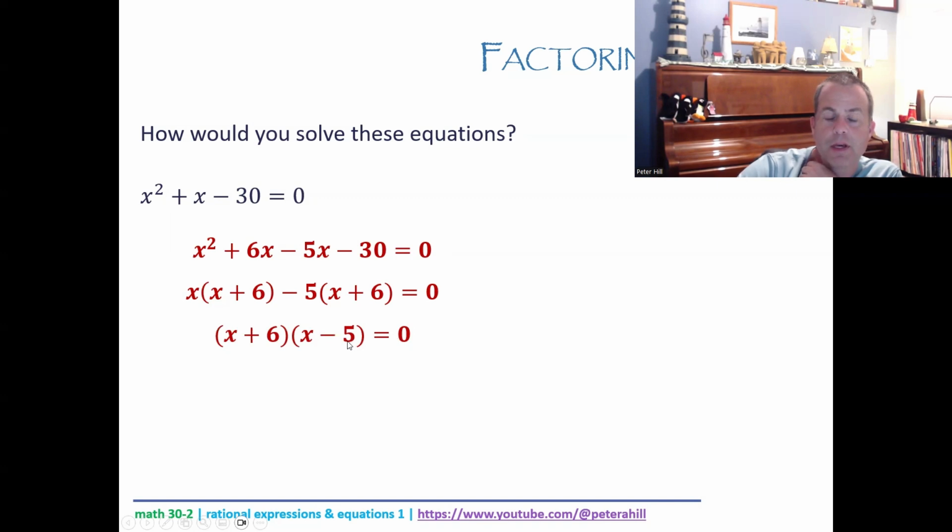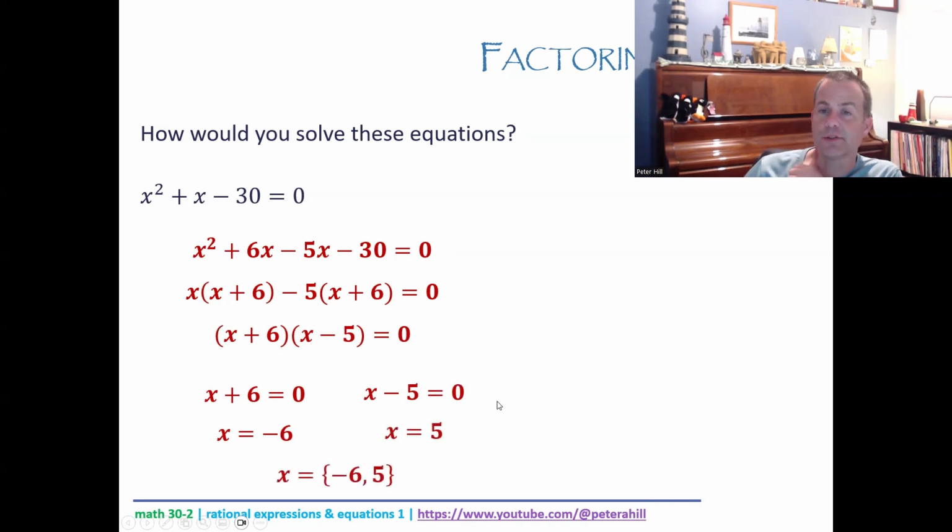Okay. And so now I have x plus 6 equals 0 and x minus 5 equals 0, which means I subtract 6 from both sides and get x equals negative 6. I add 5 to both sides and get x equals 5. And then I write that in solution set brackets.